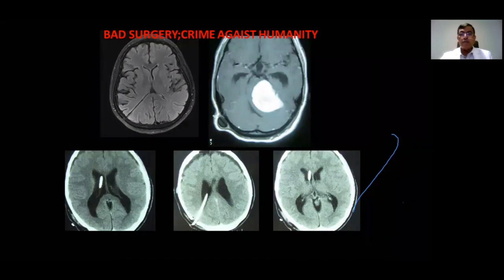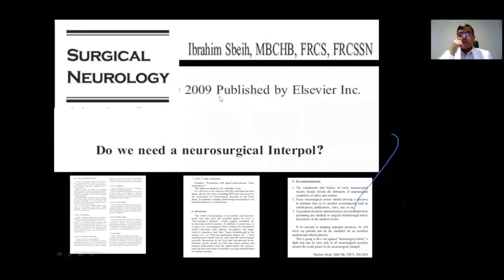Another crime is schwannomas with hydrocephalus. Just put in a shunt and send for radiotherapy. Another crime against humanity. That's why I published this paper in Surgical Neurology in 2009, and I called it, Do We Need a Neurosurgical Interpol? And I do mean it. We do need a neurosurgical Interpol to stop those murderous neurosurgeons who are practicing bad neurosurgery and reflecting badly on our very good profession. There are lots and lots of good neurosurgeons, but there are bad neurosurgeons among us.